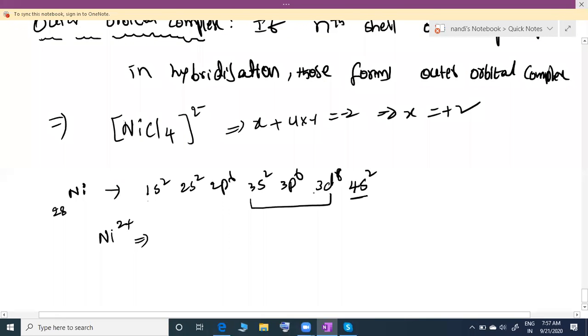We can write up to 18 electrons as argon. You can count here, this is up to 18. In terms of inert gas, we can write the electronic configuration. So for 4s2, Ni2+ means I can remove electrons from 4s, and then I get only 3d8. So you can write it here as the d orbital.